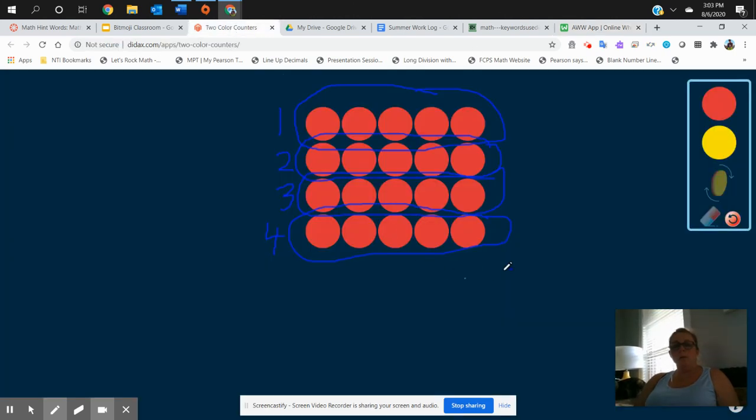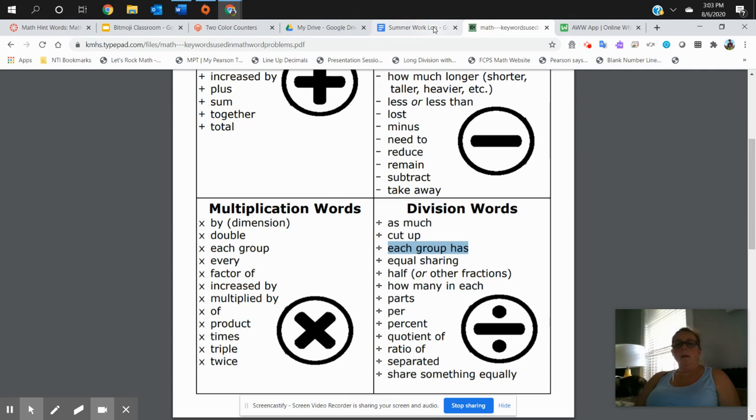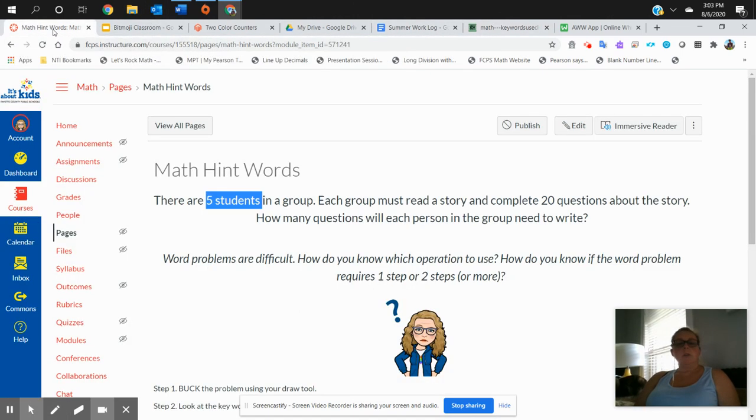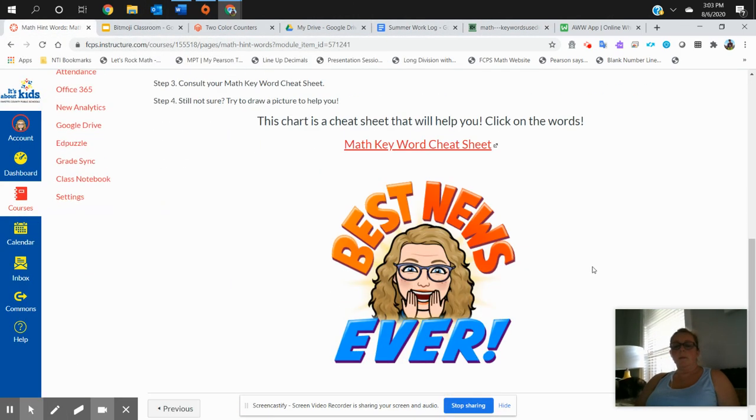Now, if you wanted to show your work like this, you could do that. You could do this on paper and take a picture and send it in. But any of these ways is how you can show your work to complete this problem.